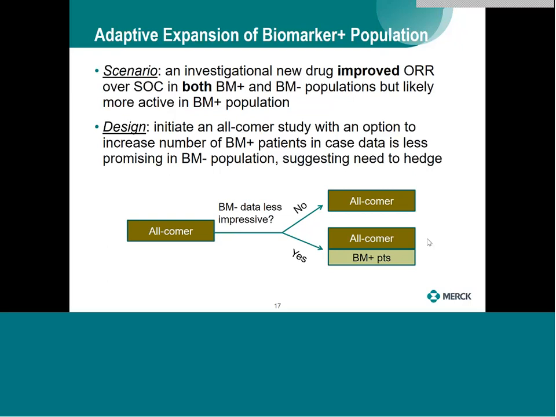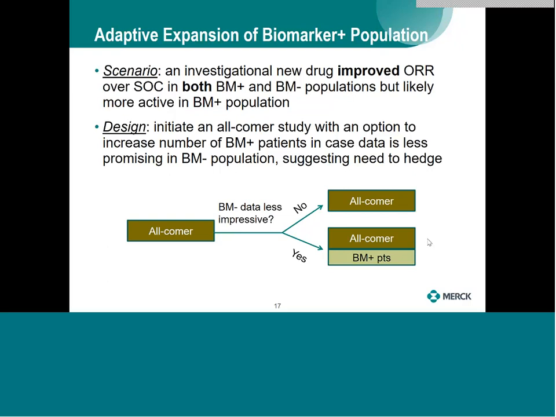And then this is a second, different scenario, where you have an investigational new drug that improved overall response rate over standard of care in both the biomarker positive and biomarker negative populations, but there is some indication that the drug may be more active in the biomarker positive population relative to standard of care for a future phase 3 trial. In this case, an all-comer phase 3 trial is initiated, but is stratified by biomarker status, so that a win in the all-comer population or a win in the biomarker positive population is a win.